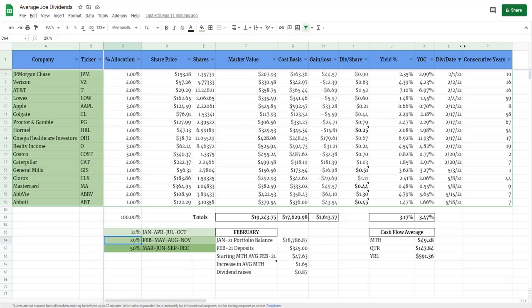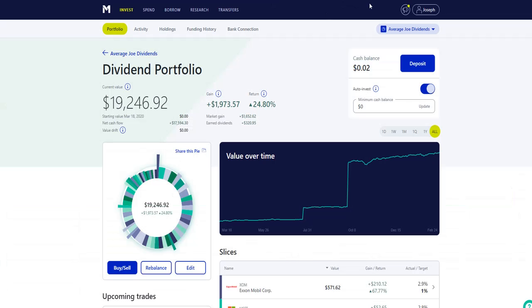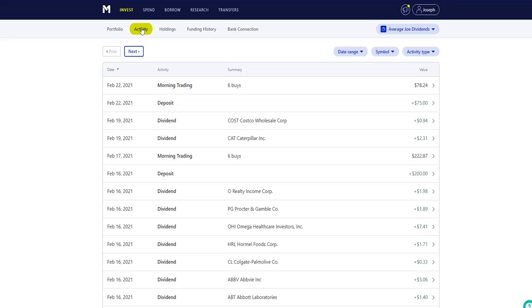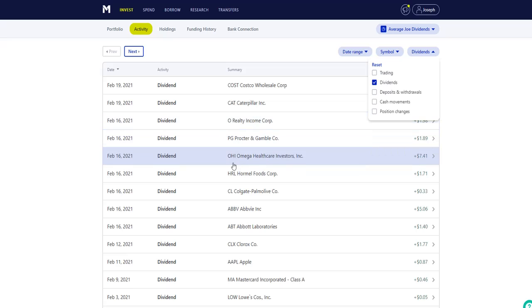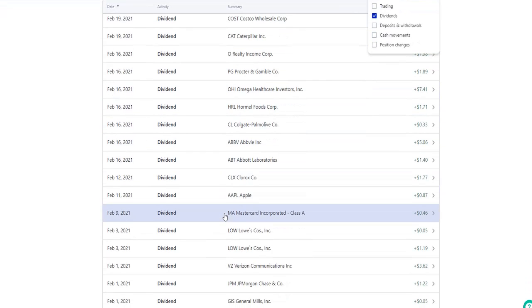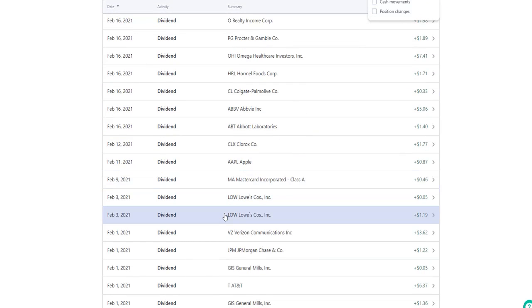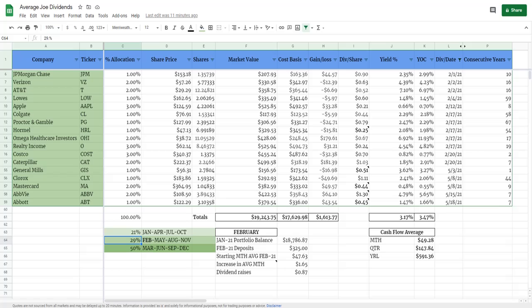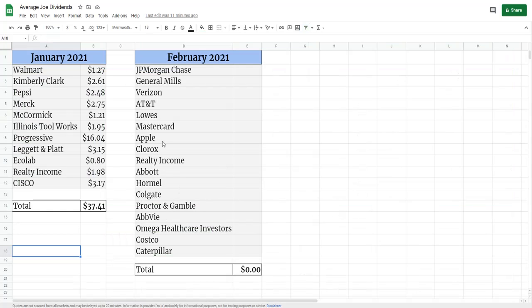So without further ado, let's go and pull the dividends. What I have to do is go to activity, my M1 account, and the activity type, just do dividends only. And what I'm going to do is pull these over, and then I've got a tab on my Google Sheet here. I'm just going to put these in one by one.